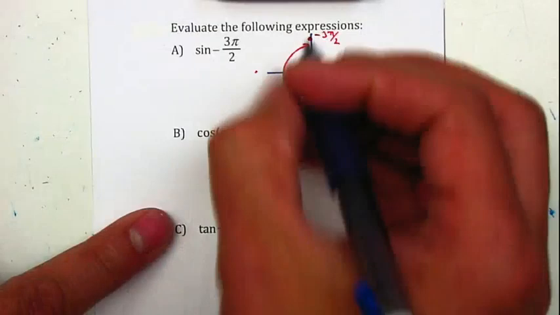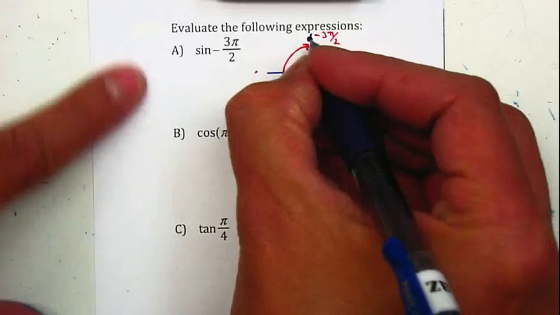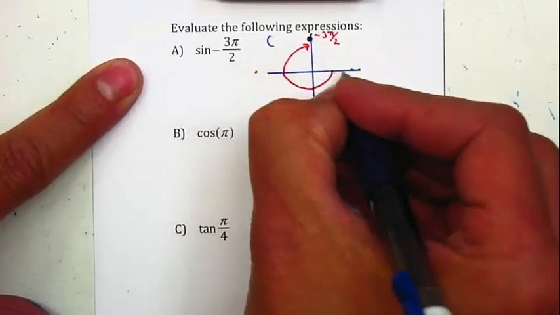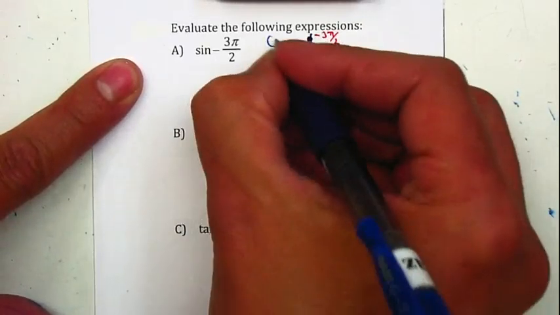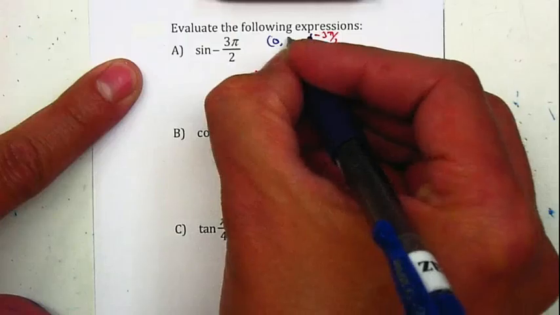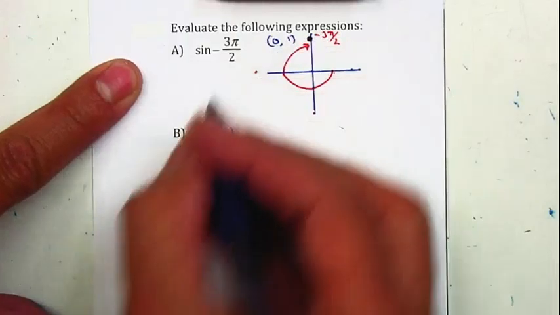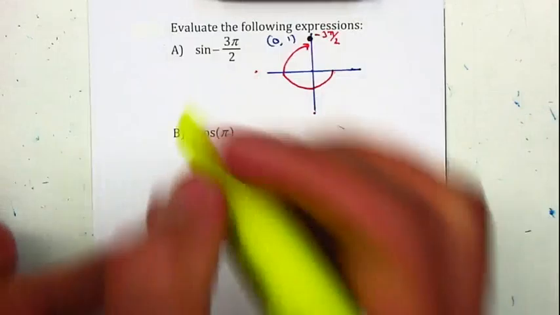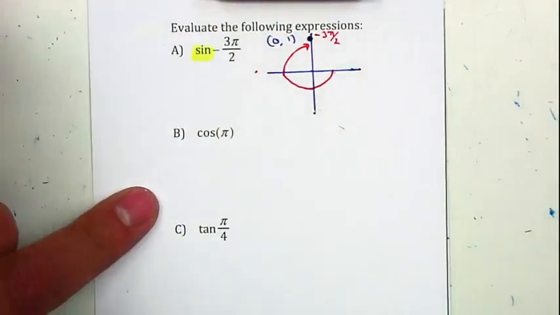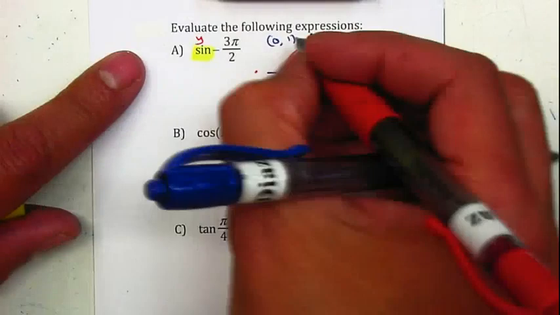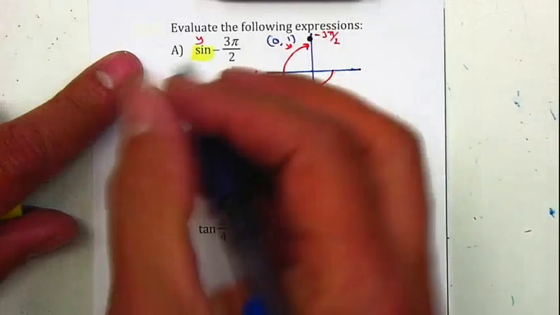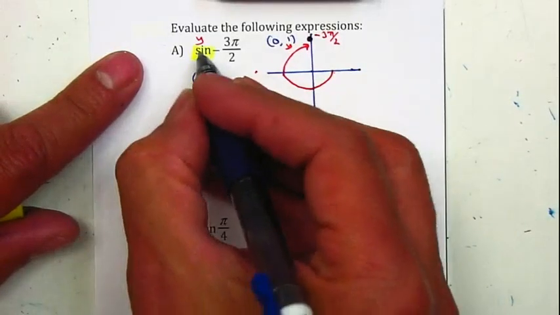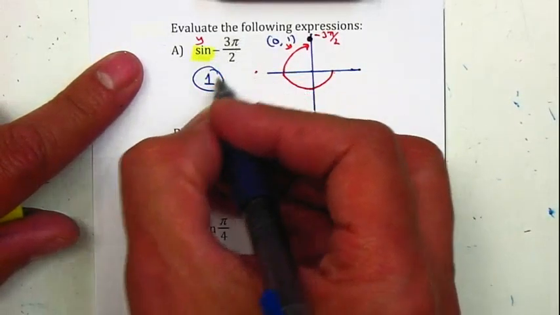Since the angle lands on the y-axis, we need to think of where this point is located. This is the point located at 0 for the x, and for the y is up 1. Now the sine, is that your x or your y? The sine is your y value, and your y value happens to be 1. So therefore the sine of negative 3 pi over 2 is equal to 1.